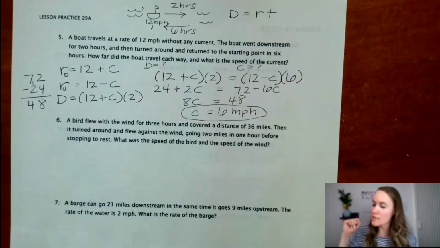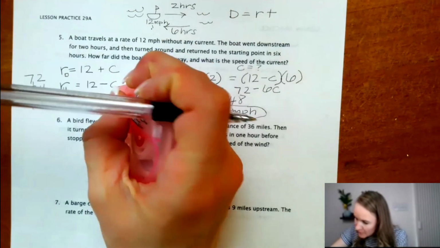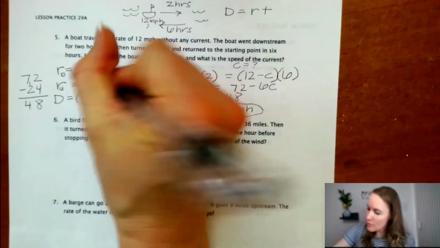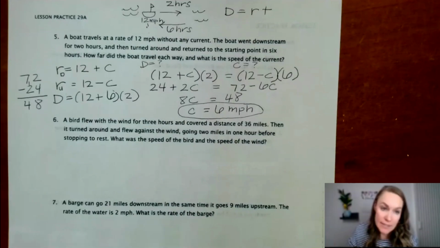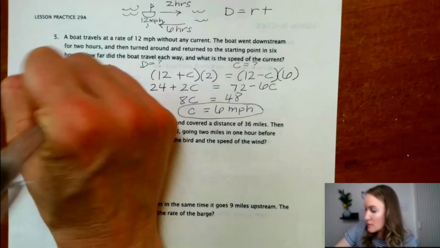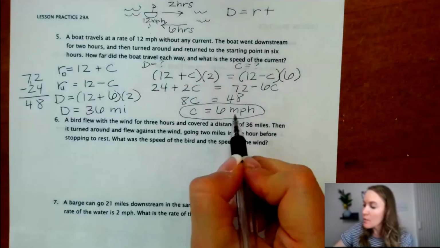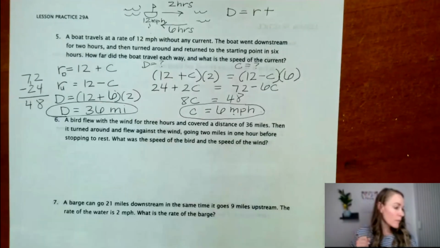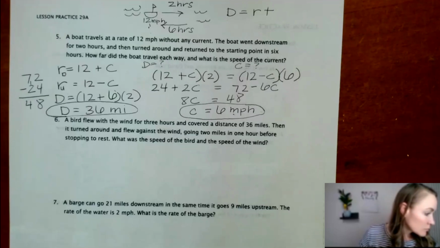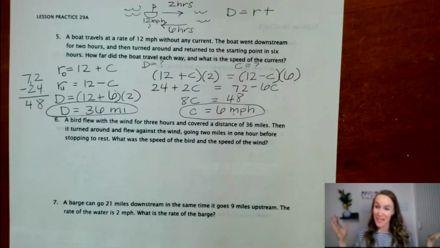Oh, and it's not c. It's not 12 plus c. It's 12 plus 6. Sorry about that, I found c. 12 plus 6 is 18. 18 times 2 is 36. So the distance was 36 miles, because our units are in miles per hour. So it's going to be 36 miles. So great.